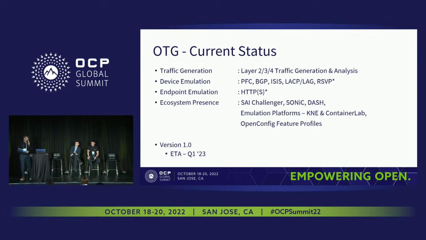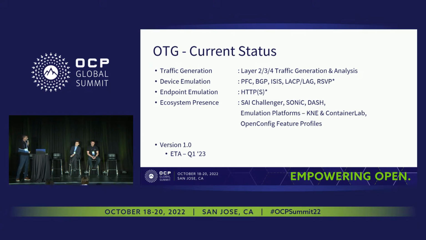Last word on what is the status of the API as it is right now. It supports full layer 2, 3, 4 traffic generation and analysis. We've got an increasing set of protocols on the device emulation side, starting with BGP, ISIS, LACP lag. RSVP is in progress. We're also working on HTTP support. It's a project we started almost 2 years ago, and we're working with several other stakeholders.